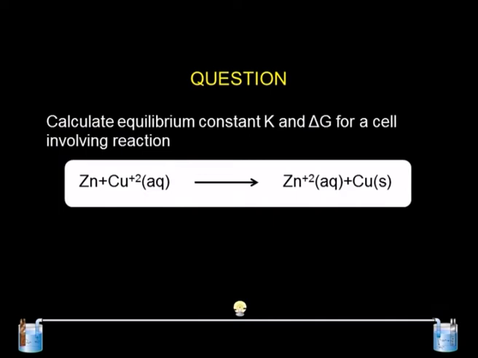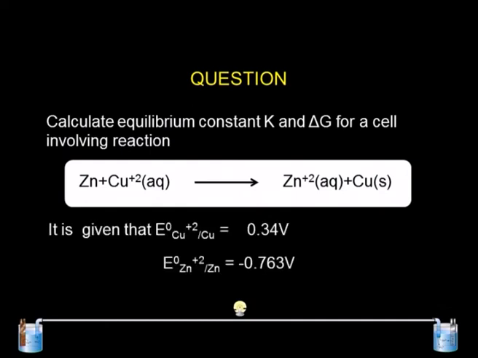Let us consider a question. Calculate the equilibrium constant K and delta G for a cell involving the reaction Zn plus copper ions, giving us Zn plus 2 and copper. It is given that E zero for copper plus 2 copper is 0.34 volt and E zero for zinc plus 2 zinc is minus 0.763 volts.